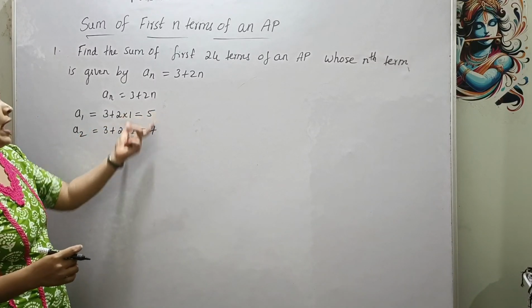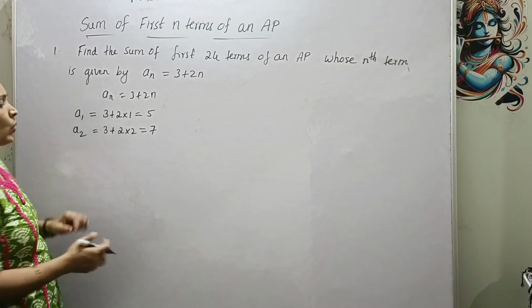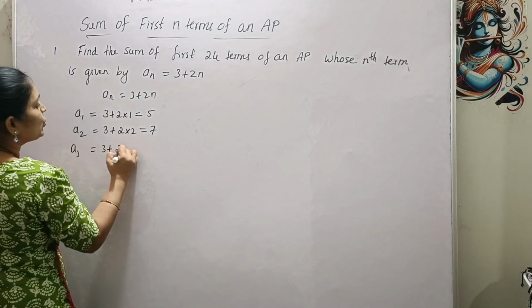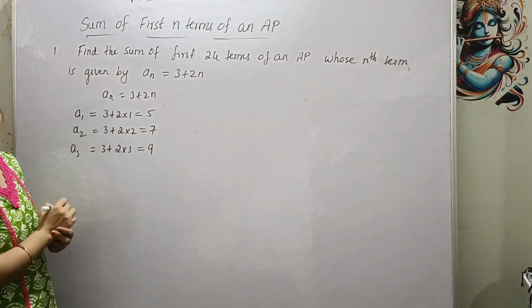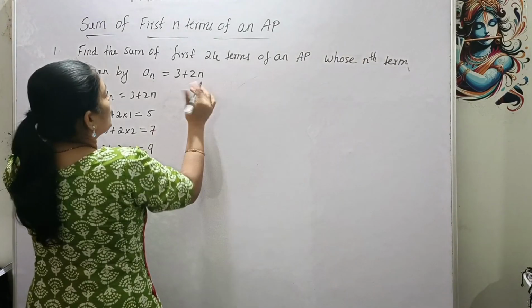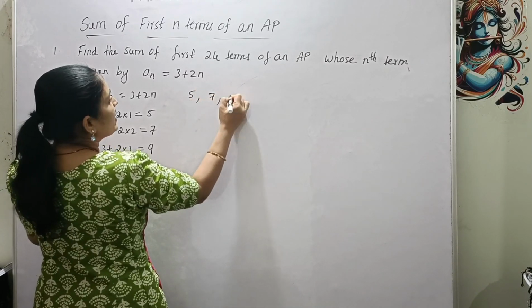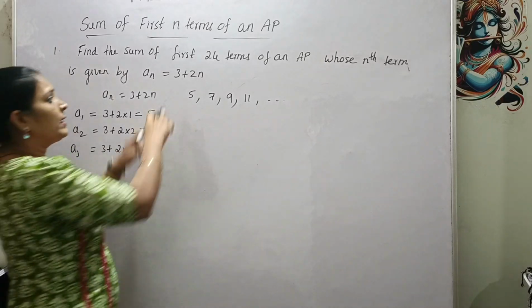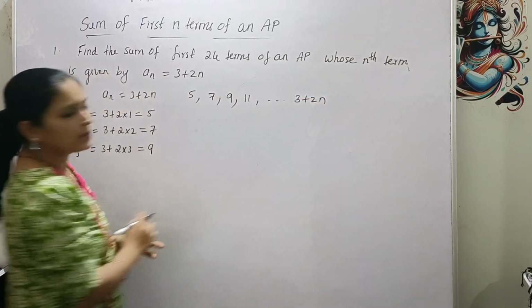Now here we have got the common difference. 7 minus 5 is 2. Let's find a3 is equal to 3 plus 2 into 3, that is 3 plus 6, 9. So the AP is 5, 7, 9, 11, etc. Then the nth term is 3 plus 2n.